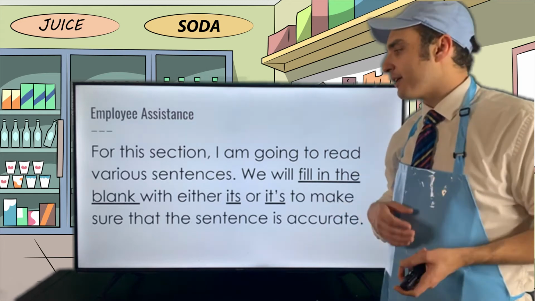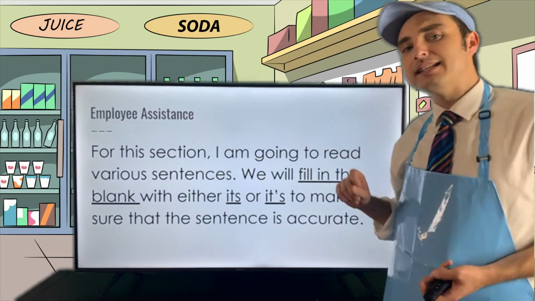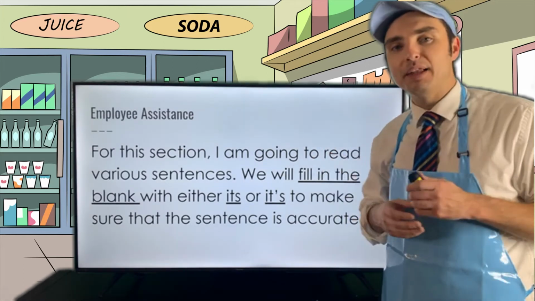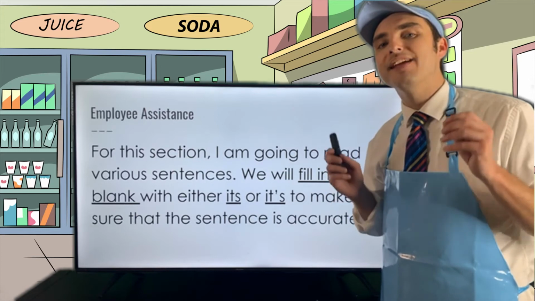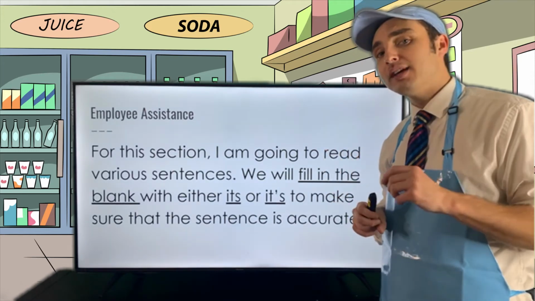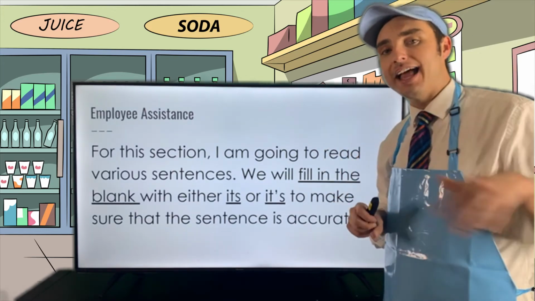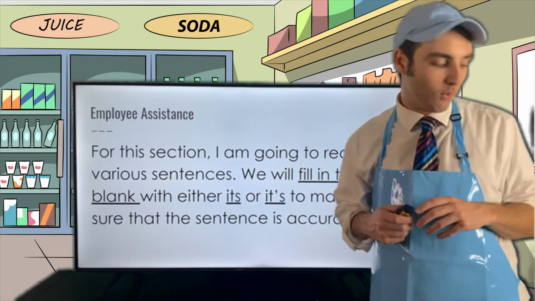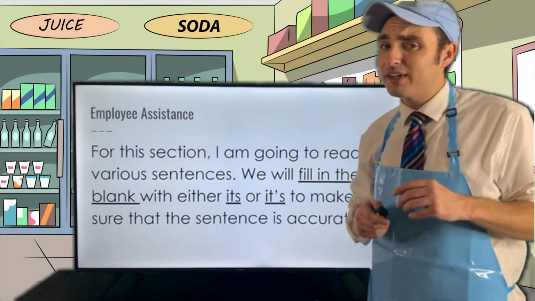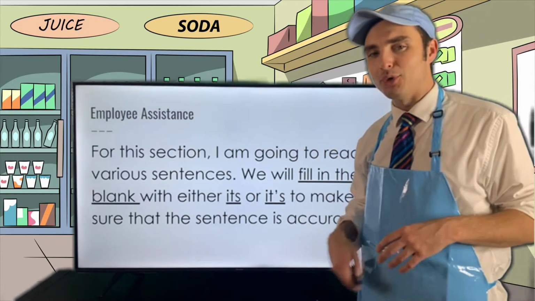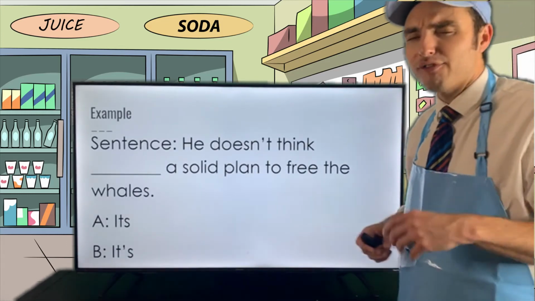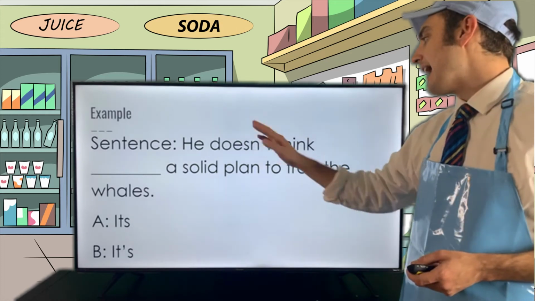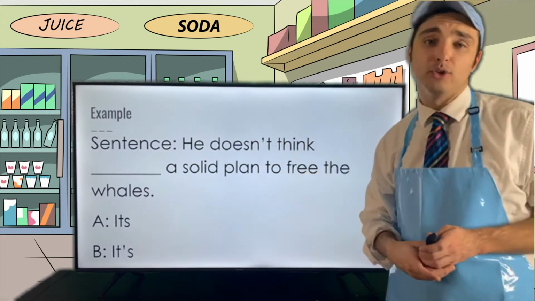For reiteration here, I'm going to read you some sentences and they have blanks in them. You're going to go ahead and fill in the blank with the correct form of its. So you can either get it's, the contraction, or its, the possessive form. I want to see what you're capable of. So let's dive into it. Here's our first sentence.